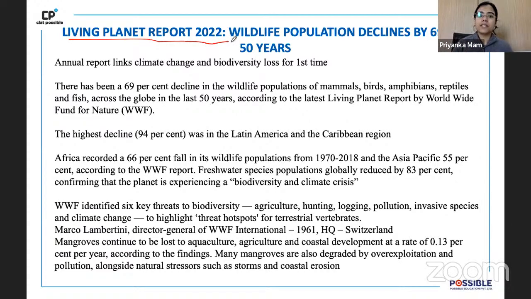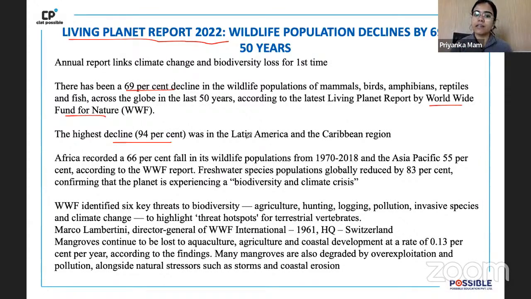ठीक है, अब इसमें हमने क्या बोल दिया कि 69% डिक्लाइन हो रहा है हमारी वाइल्ड लाइफ की पॉपुलेशन का. Who has made this report? The World Wide Fund for Nature, WWF, right? So WWF or World Wide Fund for Nature has made this report called Living Planet report. 69% in the past 50 years, 69% of our wildlife has decreased.